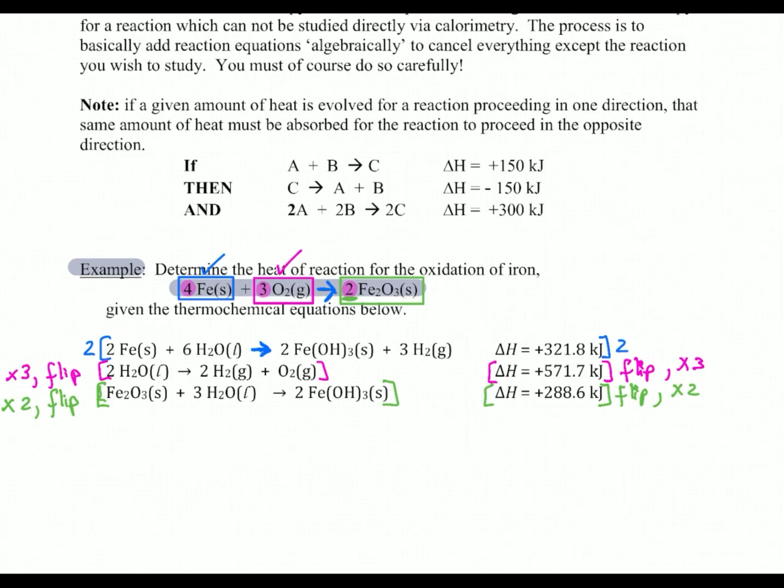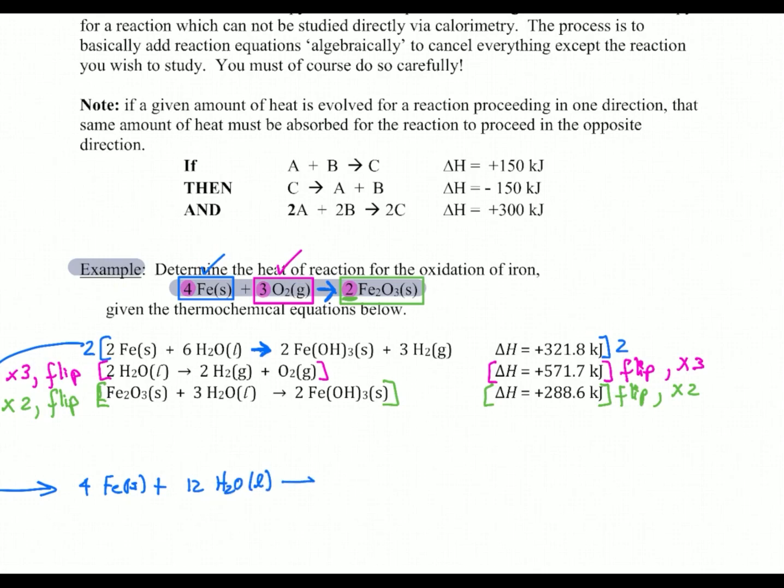So I color-coded this so you can see me write these out with the changes we said we need to make. So that first equation, we're going to write out down here with the changes. So multiplying through by 2. That'll be 4 moles of iron solid plus 12 moles of H2O liquid.